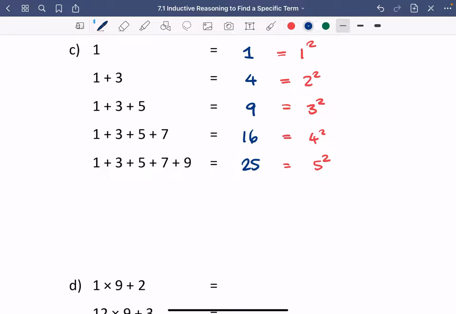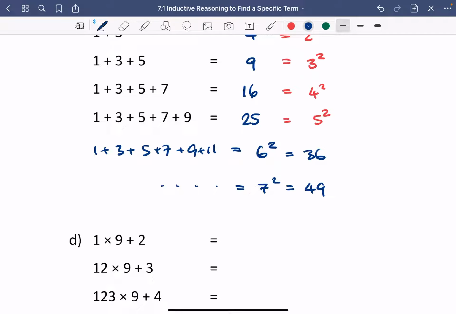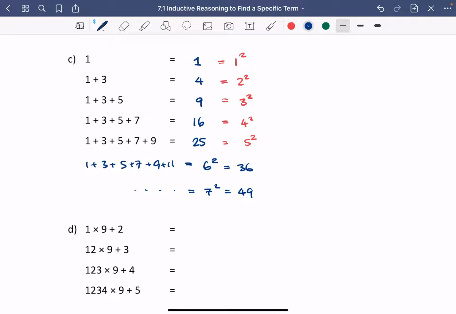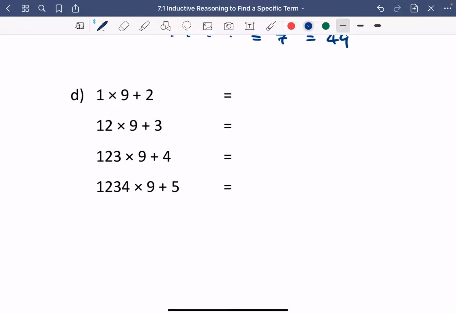So what do you think the next term is going to be? So the next term, if it's that, then it's going to equal 6 squared, which is 36. And then the one after it will be 7 squared, 49. Okay? Yeah, so there are very many different ways to find the pattern. And let's look at the last example I've got here.